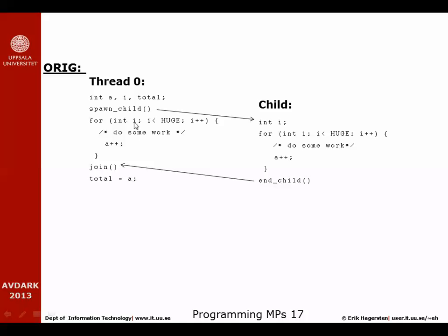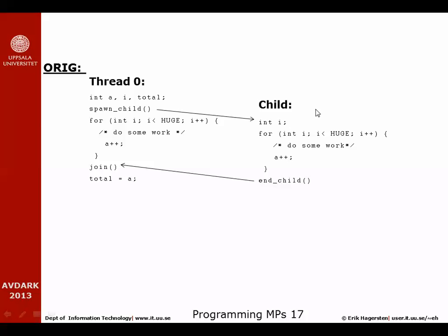And here are a couple of assumptions I'm making in the pseudocode. One is that when you spawn off a child, the child will inherit all the memory that the parent has set up, so it will inherit A, I, and total. However, since the child declares I as a local variable itself, this will actually be a thread local variable. So these two threads will not share the variable I, but they share the other variables.